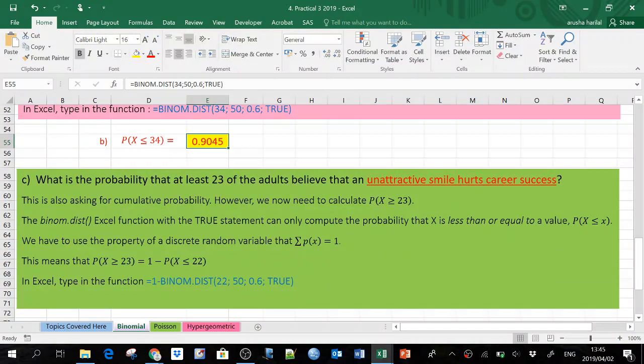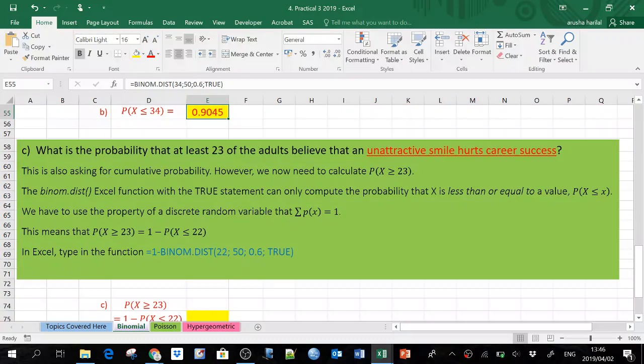The last question. What is the probability that at least 23 of the adults believe that an unattractive smile hurts career success? So, at least 23. What is at least? This is the probability that x is greater than or equal to 23, meaning 23 must be the least number, the smallest number. So hence x greater than or equal to 23. But now remember, in Excel, again, we cannot find a cumulative probability in the form of greater than or equal to. It has to be in the form less than or equal to.